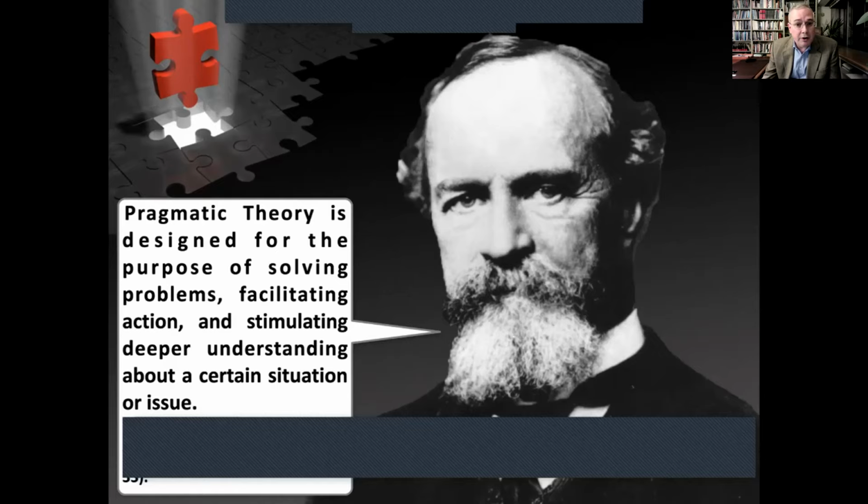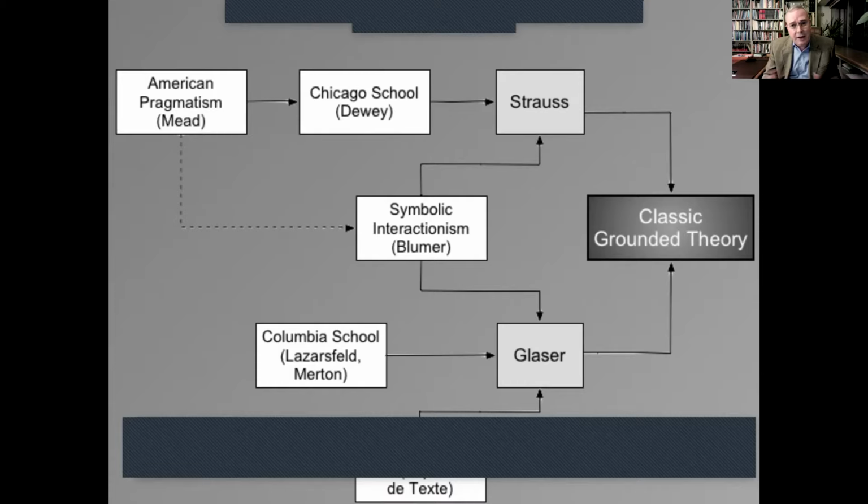American pragmatism, if we look at the family tree of thought that goes into the development of grounded theory itself, fed into what was known as the Chicago School. Dewey, the great educator, also was connected to this school of thought. It also influenced Herbert Blumer, the founder of a philosophy or a sociological way of seeing things that lacked a methodology, really.